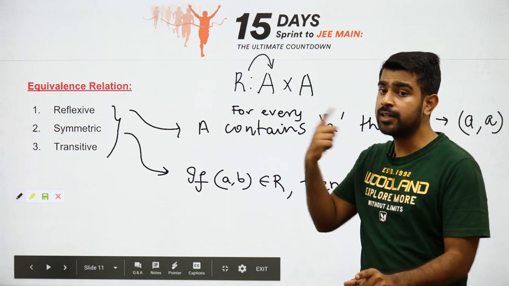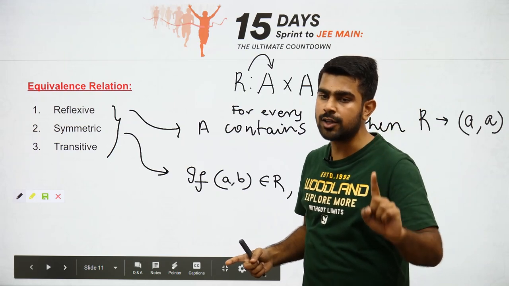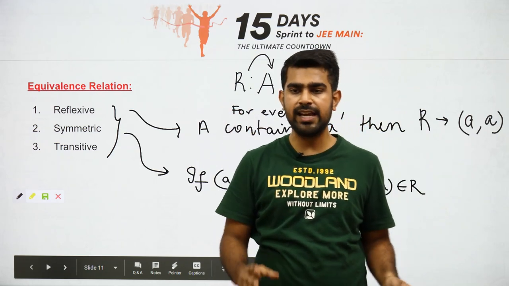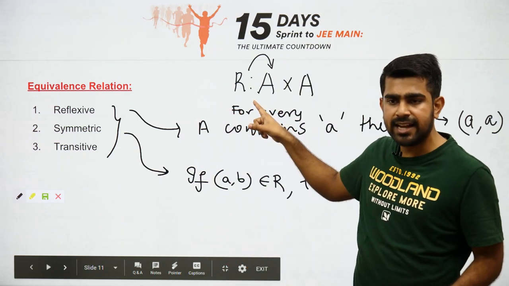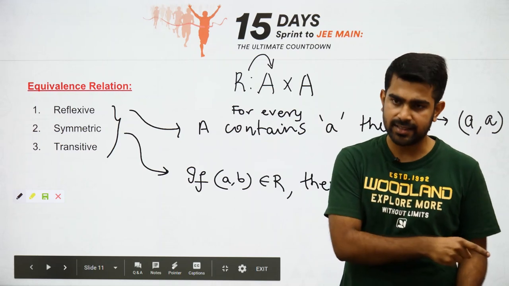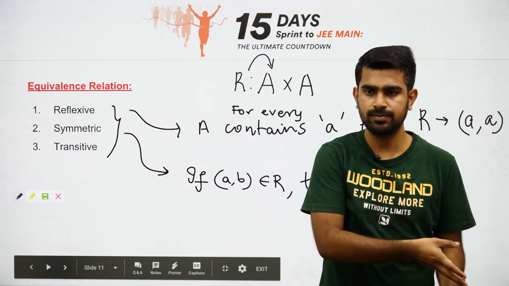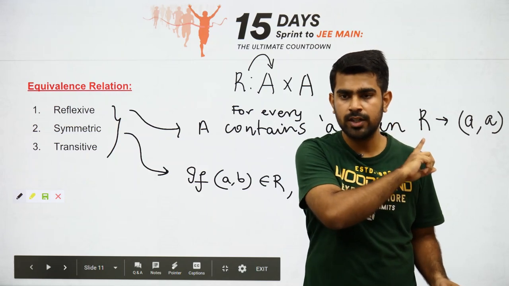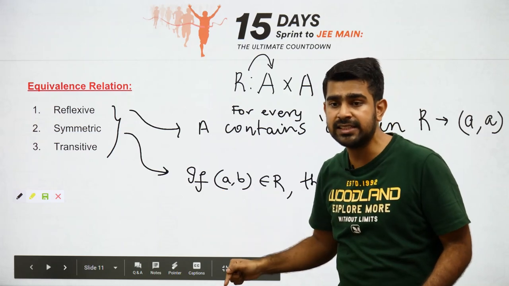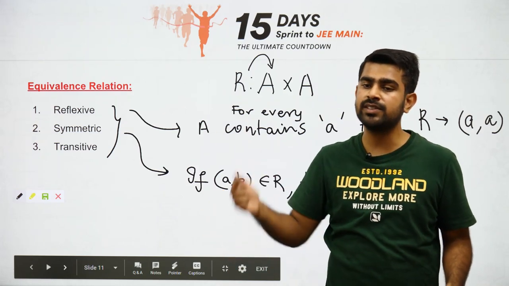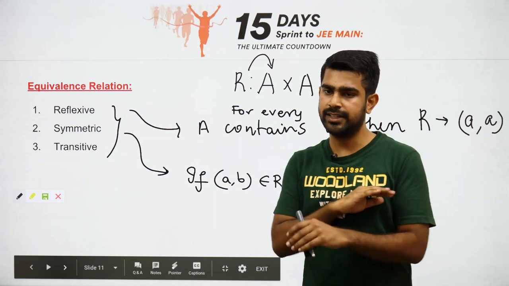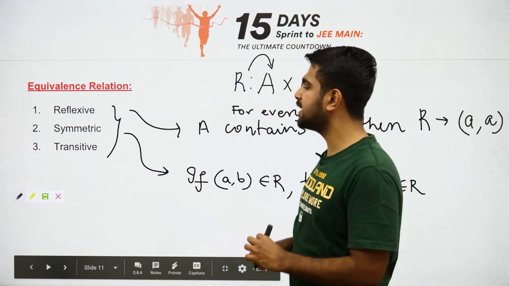Is that fine, guys? But for reflexive, it is not so. Why? For reflexive, you need to check for every element. If an element is there in A, then a comma a must be there in my relation. If it is not there, I have to make it. So I will bring it and put it. But that is for reflexive alone. When you come to symmetric, forget about that. Check only for those elements which are present in your relation. Check if they have reverse. If they have reverse, it is symmetric. If they don't have, it is not. That's it. And similarly, you have transitive also.